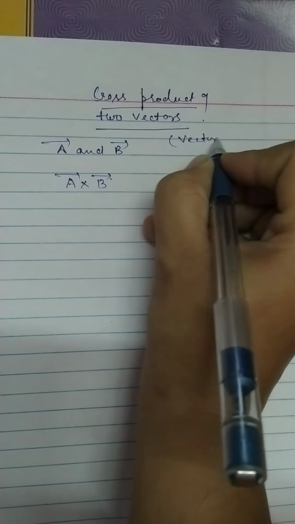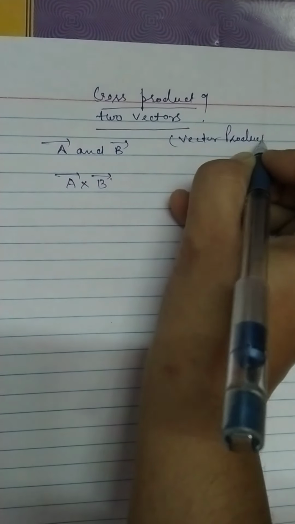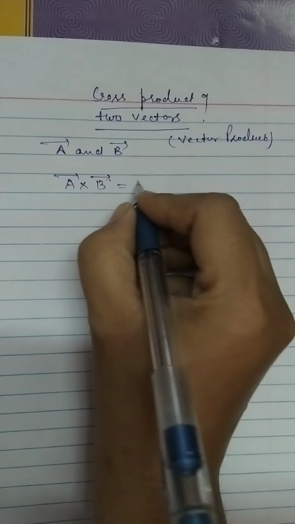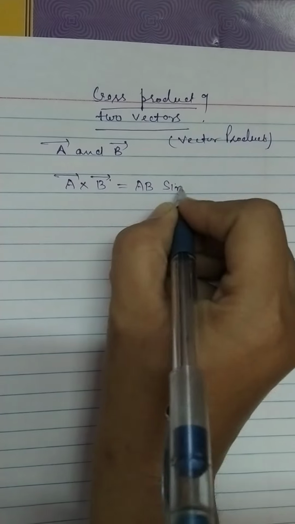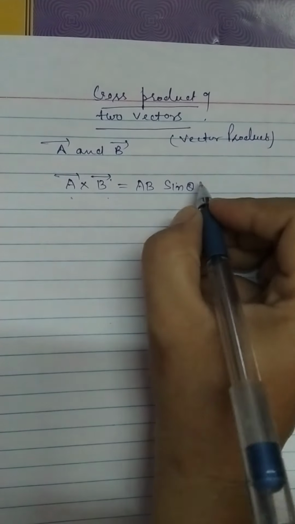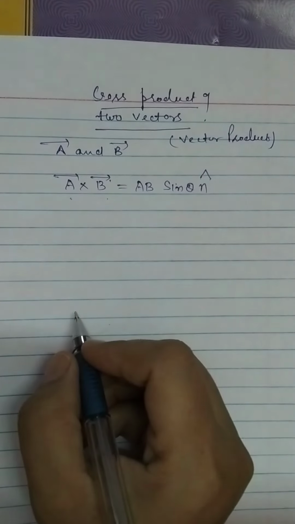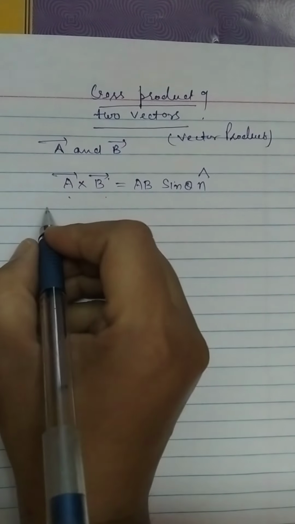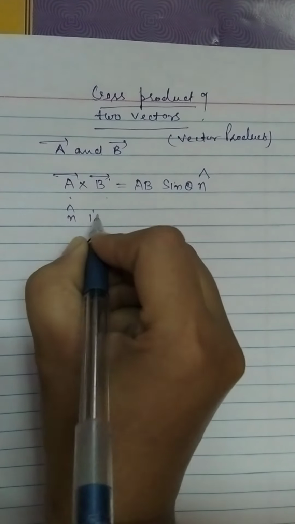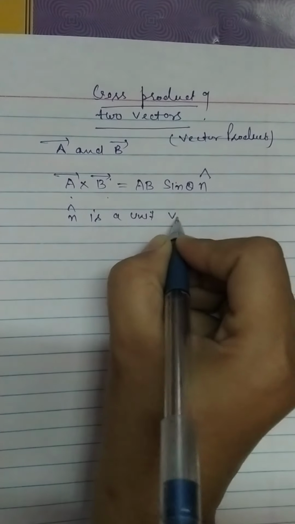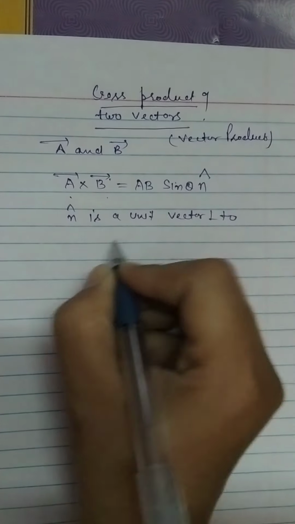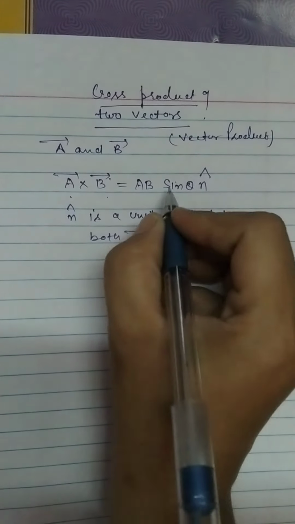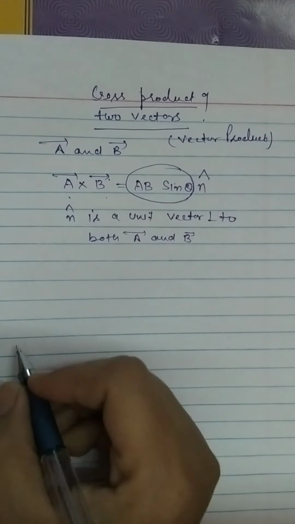It is also called vector product because after taking a cross product, you will get a vector quantity. So A cross B is AB sine theta. What is theta? Theta is the angle between A and B, into n cap. What is n cap? It is a unit vector perpendicular to both A and B. Right? So AB sine theta is the magnitude of this vector.